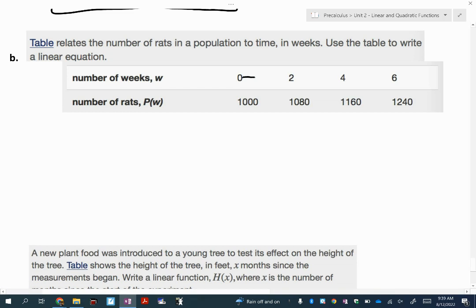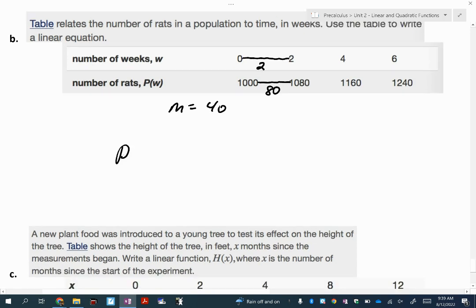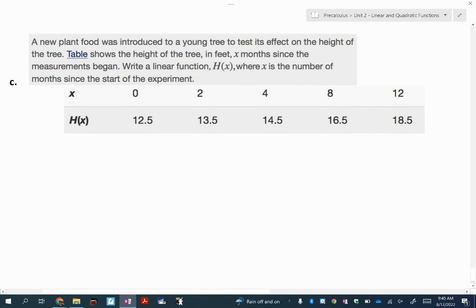And this distance here is 2 weeks, and this distance here is 80 rats. So if I want to get that slope to be per 1 week, I just divide my 80 over 2, my change in y over the change in x. So this slope will be 40. So to write my answer as P of W, the population of rats per week, it's going to be 40 times W plus the population started at 1,000 rats. That's a lot of rats. I don't want to think about that. So there's our answer. Let's do one more.